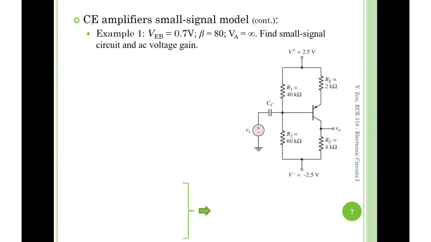This is the more formal example. I call it a formal example because, as you see here, everything is specified with numbers. Also, as you noticed, we are looking for the small signal circuit and the AC voltage gain. However, you need to do DC analysis first, right? Does it make sense?